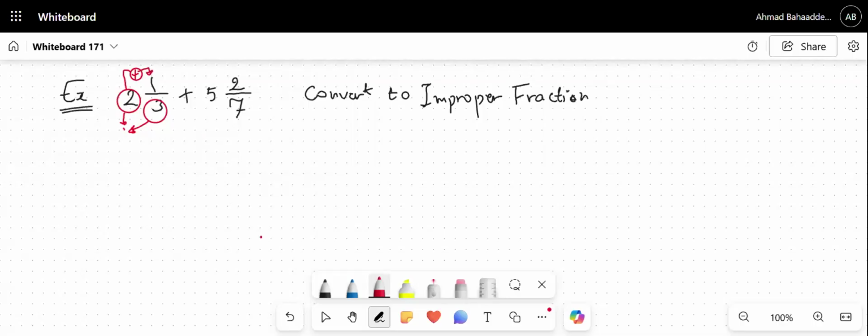We do that with the other one also. So 3 times 2 is 6 plus 1 is going to be 7. 7 over 3. We keep the denominator as it is. We do the same thing with the other one, which is 7 times 5, 35 plus 2 is going to be 37. So 37 over 7. Now, guys, since we have two different denominators, we need to have the least common multiple or the common denominator. So we are going to write down here common denominator.